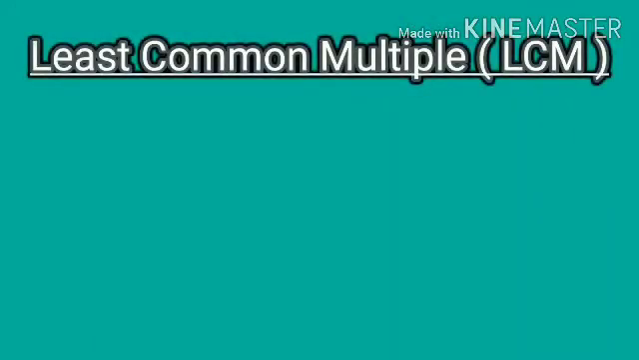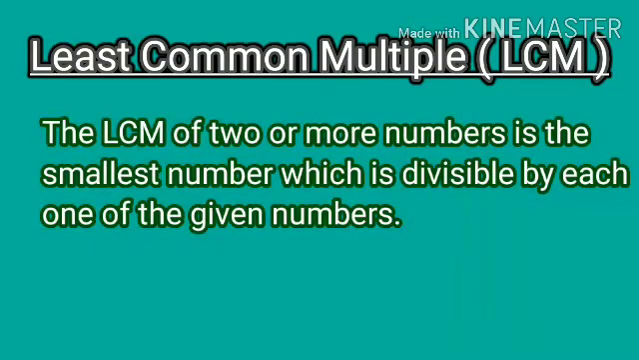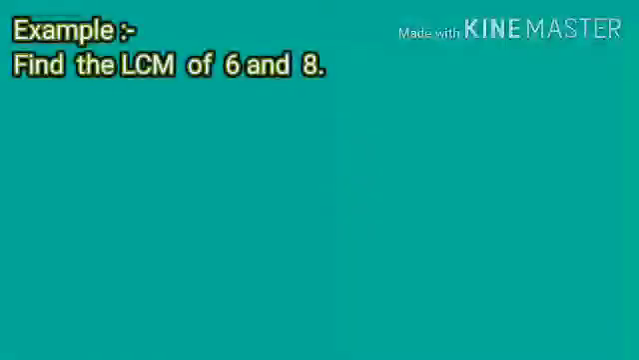Next, least common multiple, that is LCM. The LCM of 2 or more numbers is the smallest number which is divisible by each one of the given numbers. Okay, least means small. Common multiple. For example, find the LCM of 6 and 8.